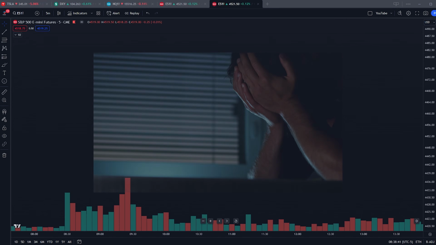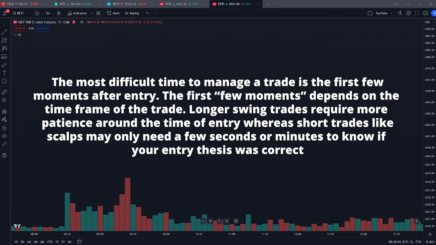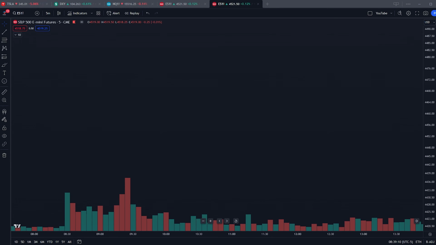Now, having said all that, the most difficult time of a trade, for me at least, is the first few moments of a trade. Those few moments are dependent on the type of trade. Is it a long-term swing trade? Then yeah, it could be the first couple of days. Is it a scalp? Then it could be the first couple of minutes or seconds of the trade. Either way, those first few moments are telling me, am I right? Am I wrong? Do I need to be more patient? And that is where I start to set my stops.